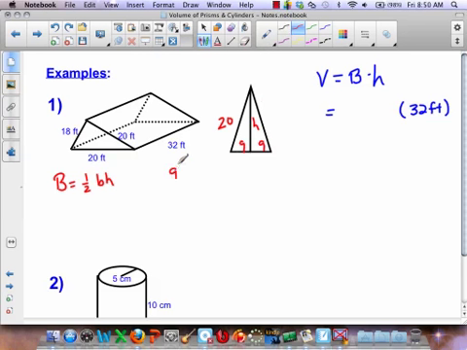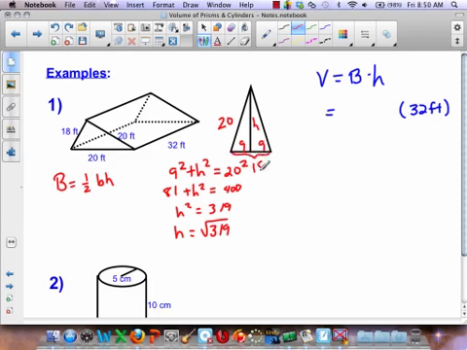Oh, perfect. So 9 squared plus h squared is equal to 20 squared. So we got 81 plus h squared is equal to 400. h squared is 319. So h is the square root of 319. Okay, so that gives us the height of our triangle. And again, what's the base of that triangle? 18. So we got half of 18 times root 319. We'll leave that as 9 radical 319.